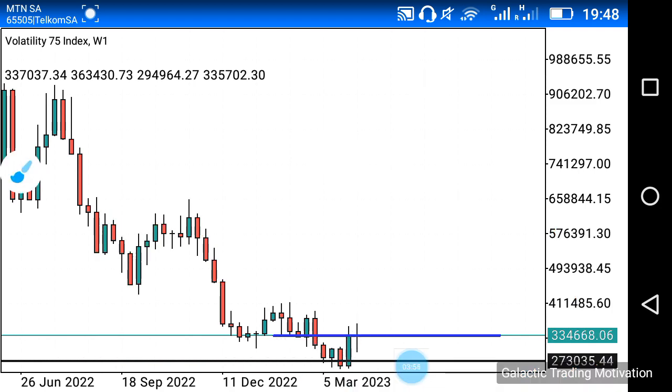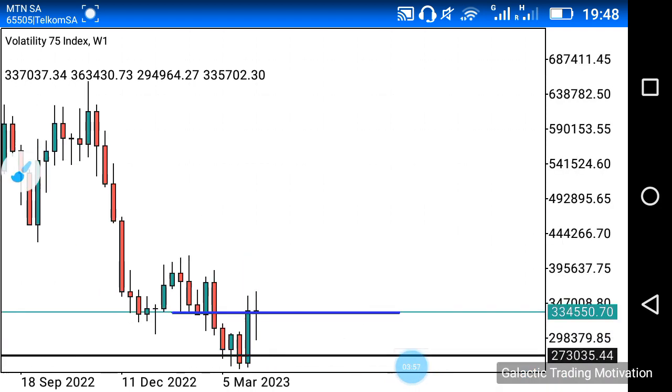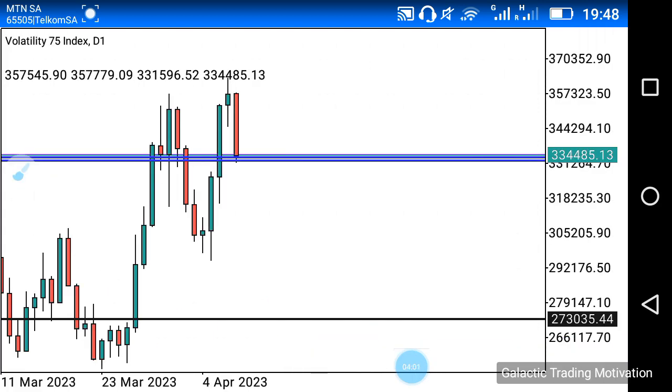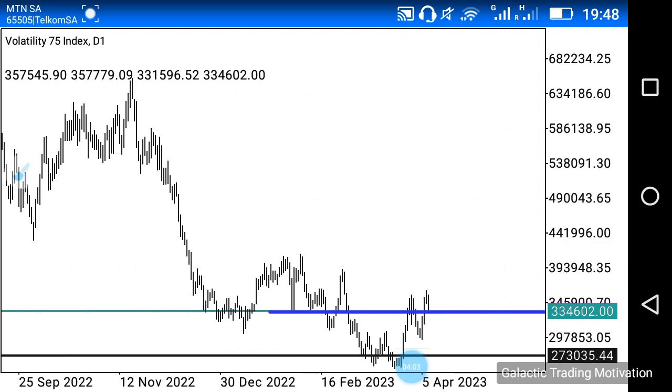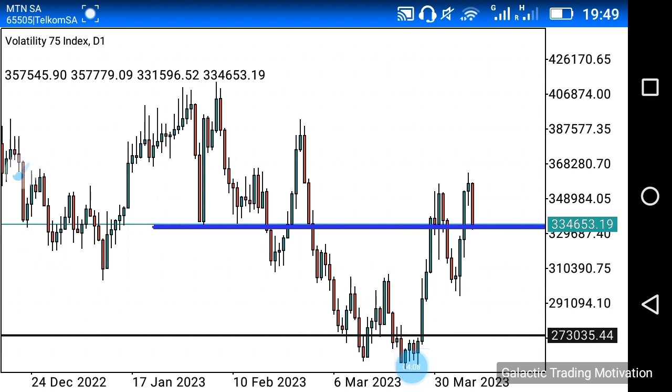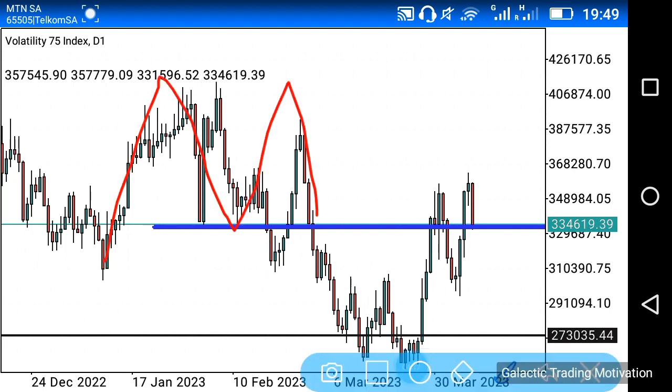Anyway, let's proceed. From here, what I'm going to do, guys, is head down to the daily chart, right? And here we are on the daily chart. Let's just zoom in a bit and see what exactly is happening. Remember, we spoke about how we have this M structure, which has a neckline at that point, and we said that price came back to the neckline to test it.